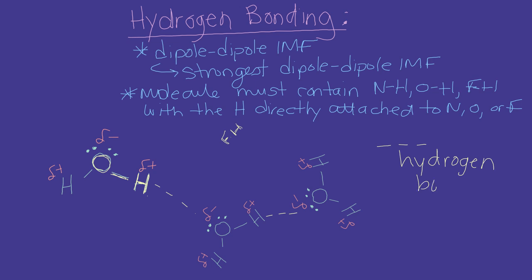A special type, a stronger type of dipole-dipole IMF. And that word bonding can kind of confuse us. It is not a bond. It is an IMF, okay? So now let's take a look at NH3 as our next example, and then we'll look at some organic and then some non-examples.